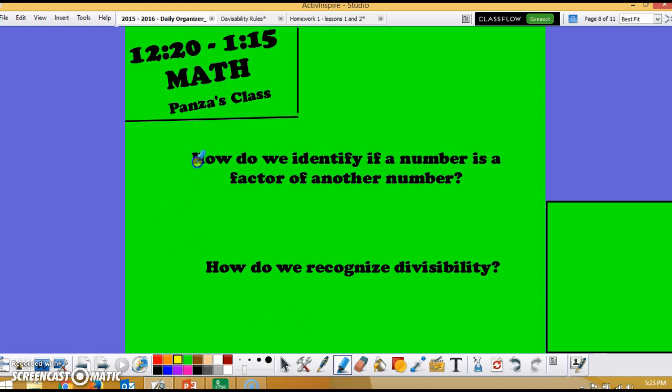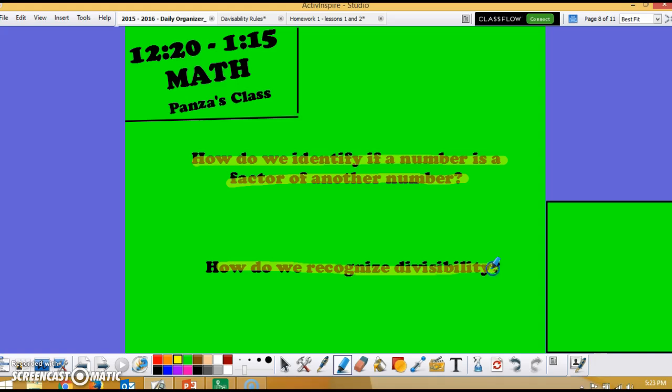Our main focus questions: how do we identify if a number is a factor of another number? And how do we recognize divisibility? In order to recognize divisibility and factors, we need to first define divisible by, and then you need to know the different divisibility rules that we are going to teach throughout this lesson.